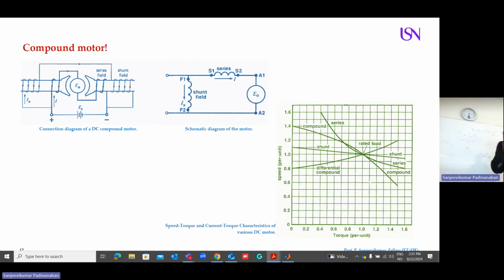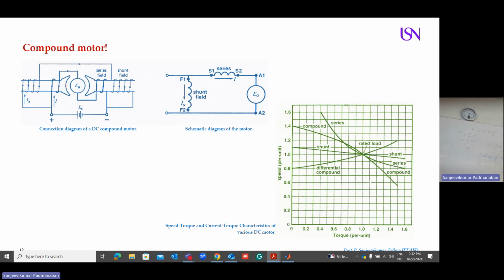I will show the easiest way in the next slide. You can have a look. I have the field winding, and this is my armature winding. Look at the armature winding, it's coming here. Then I include some shunt field. Look at here, additional winding. So this is called the compound motor. You can have a look at the compound motor equivalent circuit, and this is the characteristic.